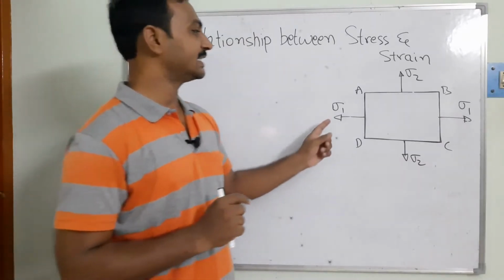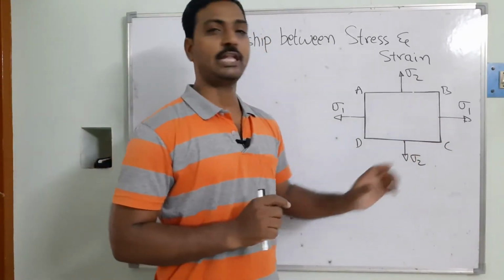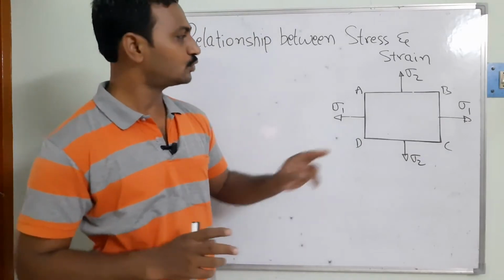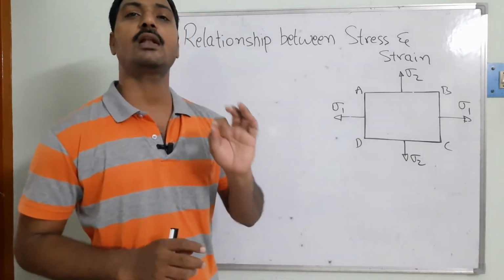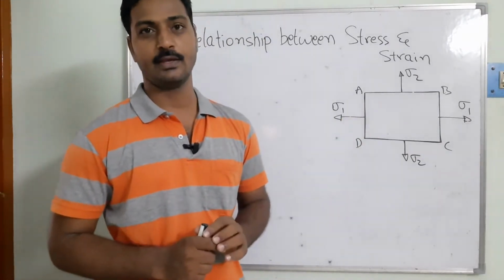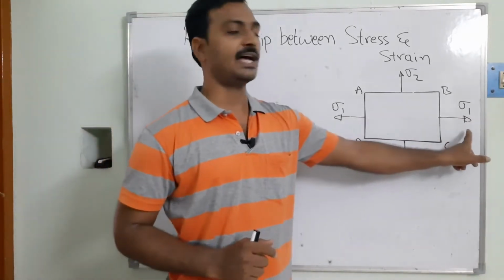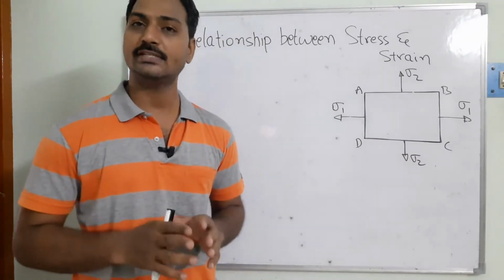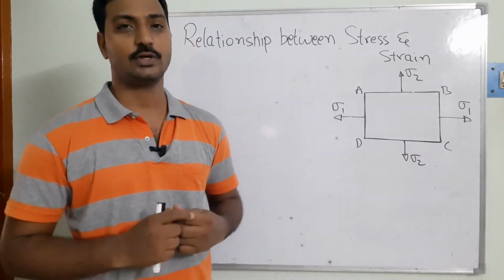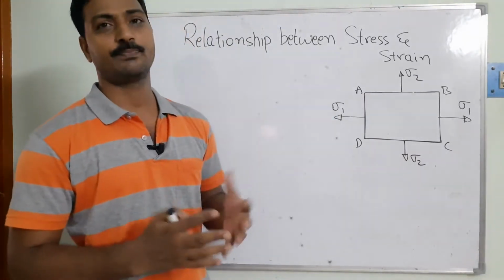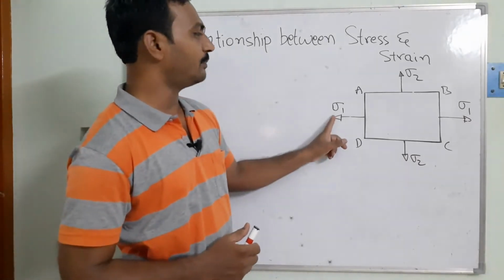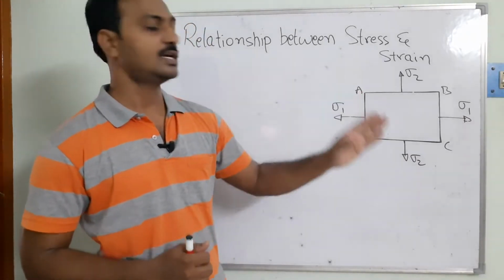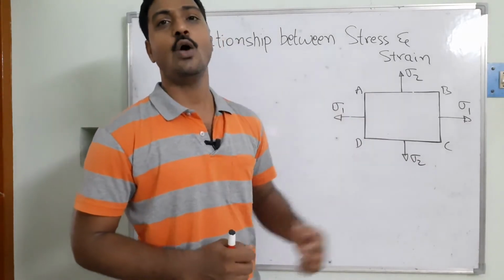Those are sigma 1 and sigma 2. These two stresses are mutually perpendicular to each other. One is acting in the x direction, and the second is acting in the y direction. Because of this, they are mutually perpendicular. Now, sigma 1 is the stress in the x direction, and sigma 2 is the stress in the y direction.